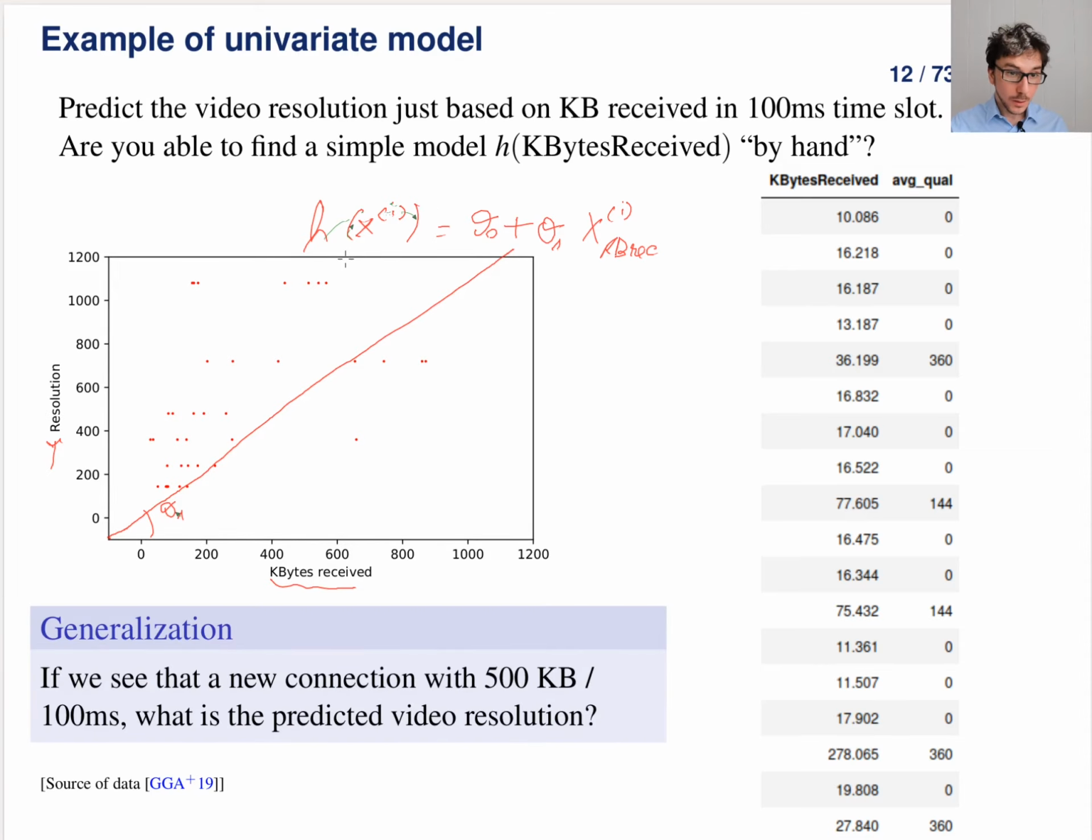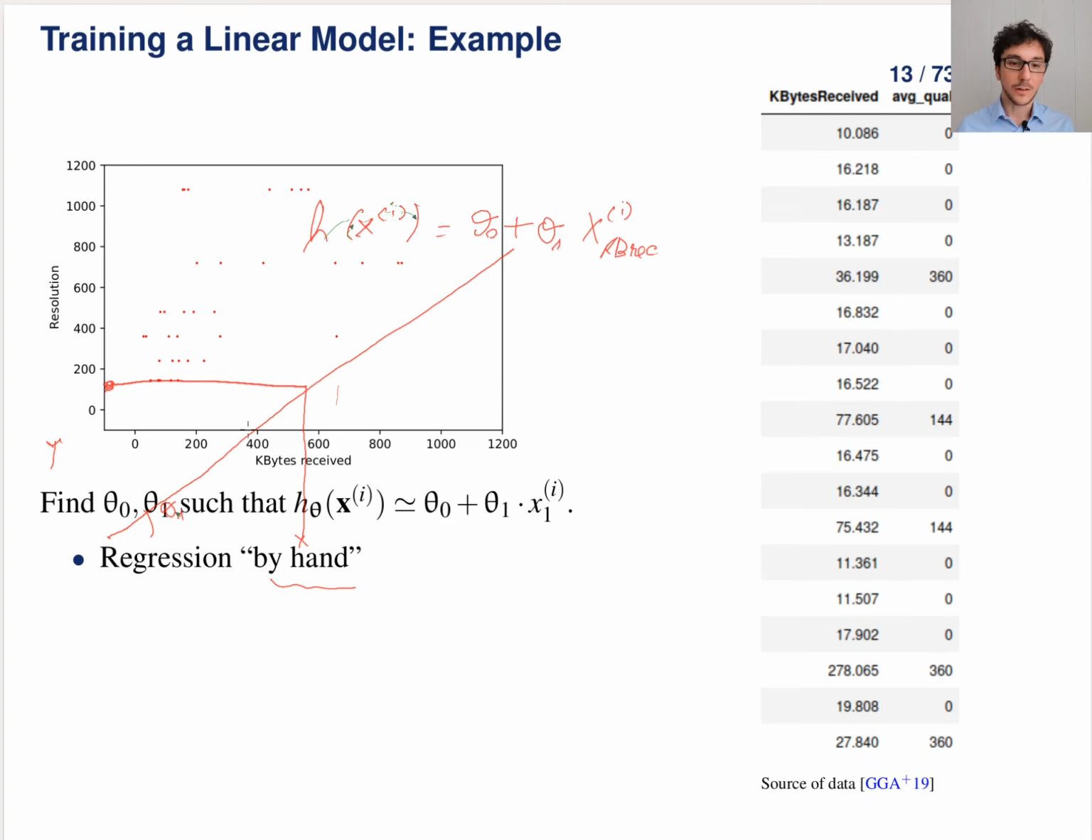Of course, why is it important to construct a model? Because like this we are generalizing. What does it mean? That we have first observed the samples for which we know the resolution, but then we generalize by constructing a general function like the one that I wrote, so that if a new sample comes, let's say it has kilobytes received 500, we can immediately infer the resolution, that in this case will be around 600. So building models allows us to generalize.